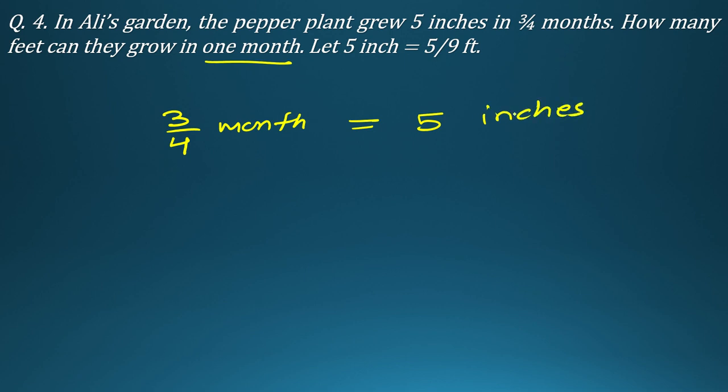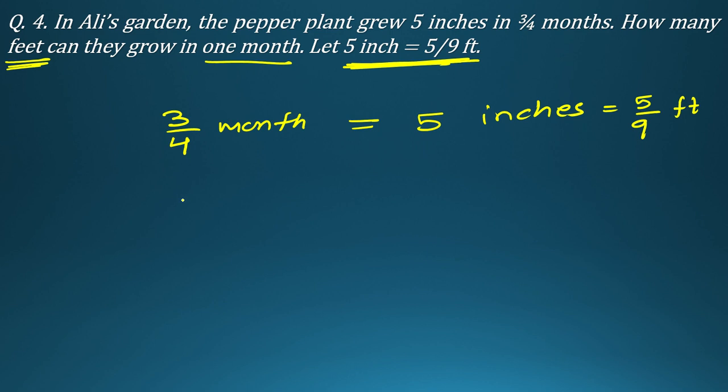Now they are asking about feet, they are not asking for the answer in terms of inches, and you can see it is given here. 5 inches is equal to 5 by 9 feet. So you can write it here also, 5 by 9 feet. Okay. Maybe they will not give you this information in the exam because in previous classes you have studied how many inches are in a foot, or in kilometers or in centimeters. Okay. All these unit conversions you should remember.